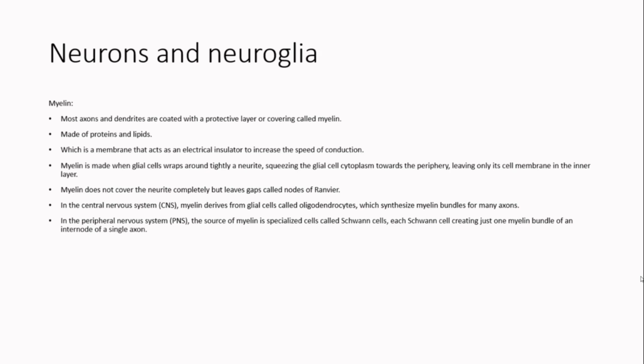Right, myelin. We said that we have these neurites, of which there are two types: axons and dendrites. They have a protective layer, or let's call it a covering. This covering is called myelin, and it's made of proteins and lipids, and it basically acts like an electrical insulator. It increases the speed of conduction, so it helps to increase the transmission speed.